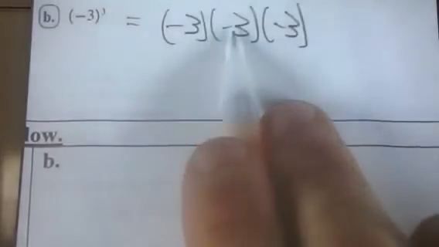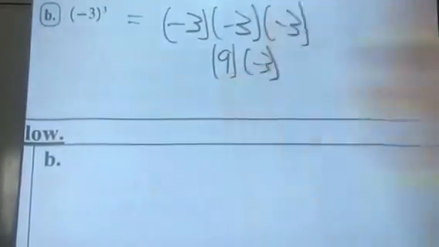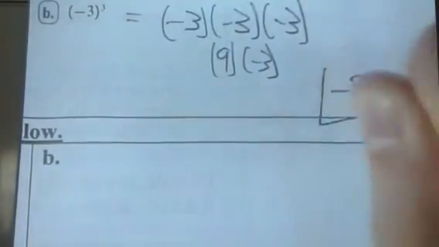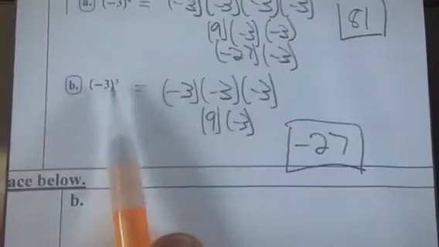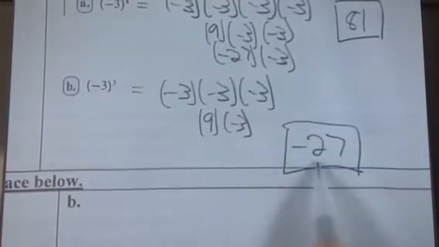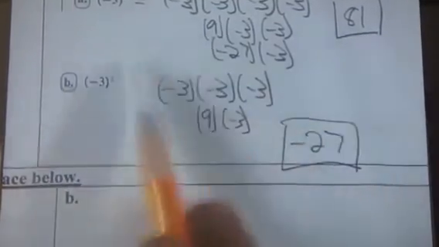It's the same sort of thing, only I've got negative 3 multiplied by itself 3 times. Negative 3 times negative 3. Negative times negative gives me a positive 9 times negative 3. Positive times a negative gives me a negative 27. Now what you'll notice here is that when you take a negative number and raise it to an even power, you're always going to have a positive answer. When you take a negative number and raise it to an odd power, you're going to have a negative answer. Okay? So that's one thing to notice.